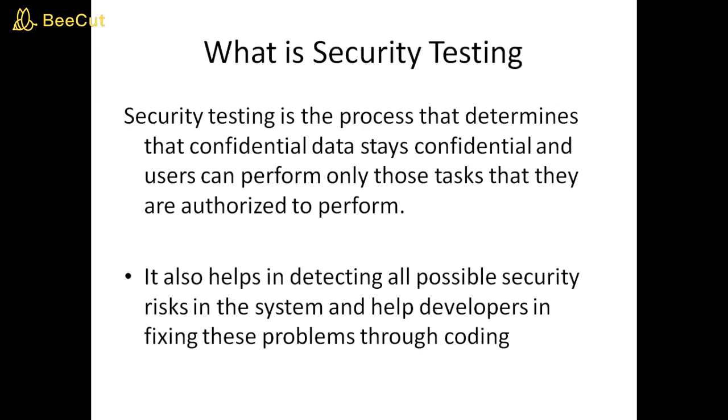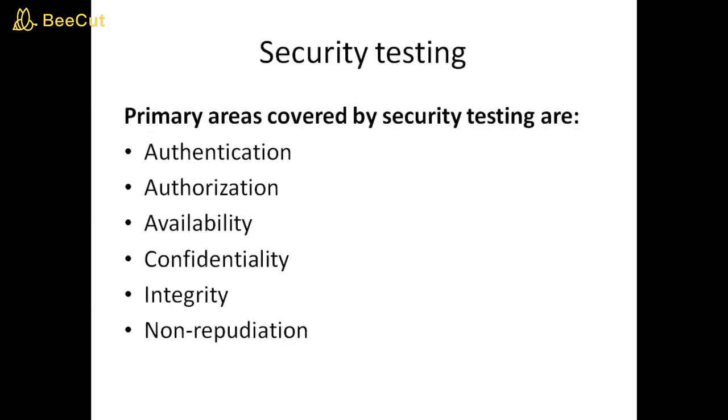What is security testing? Security testing is the process that determines that confidential data stays confidential and users can perform only those tasks that they are authorized to perform. It also helps in detecting all possible security risks in the system and helps developers in fixing these problems through coding. Primary areas covered by security testing are authentication, authorization, availability, confidentiality, integrity, non-repudiation.